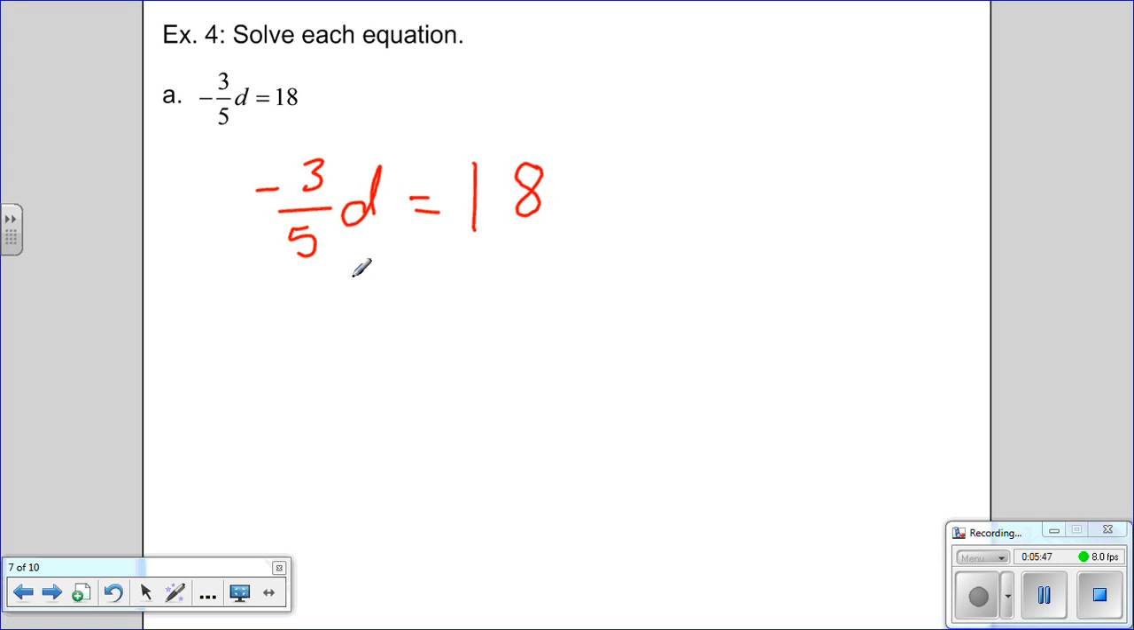I'm going to cancel out my fraction. Like I said before, I'm going to multiply by the reciprocal. And the reciprocal of the fraction is negative 5/3. Doesn't really matter where you have that negative sign. And I need to do the same operation on both sides.